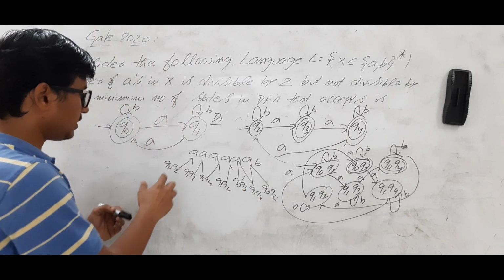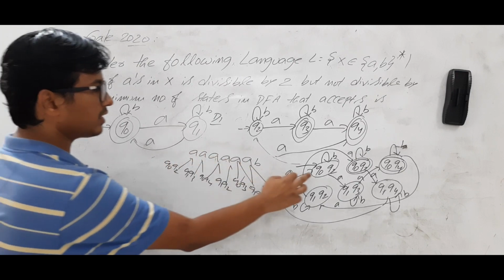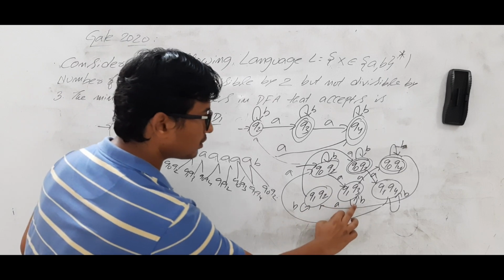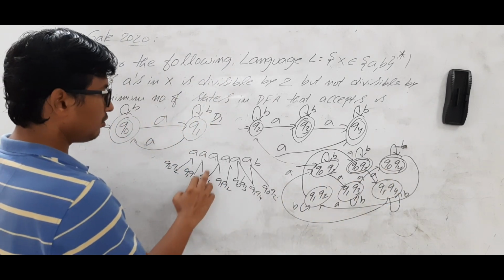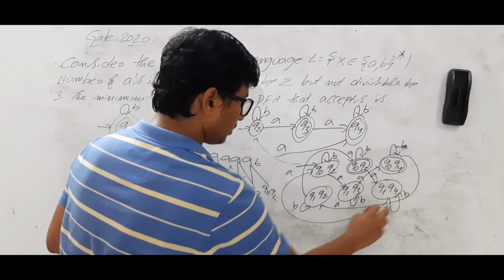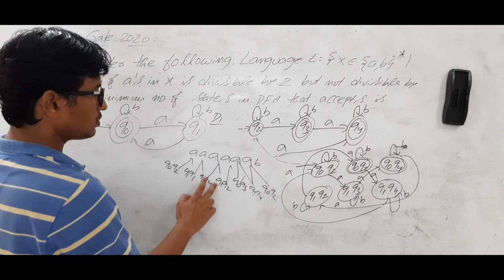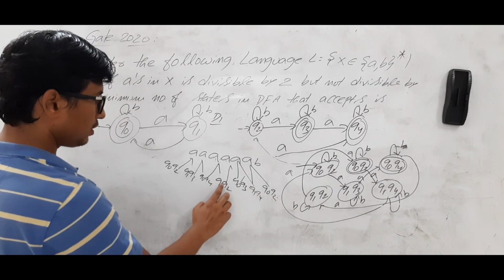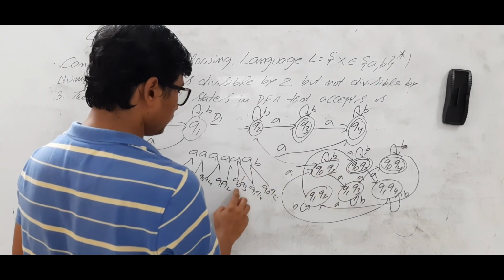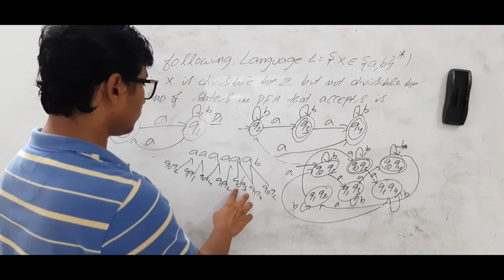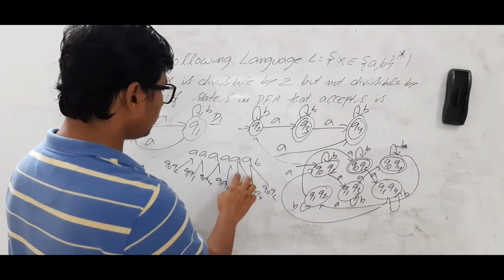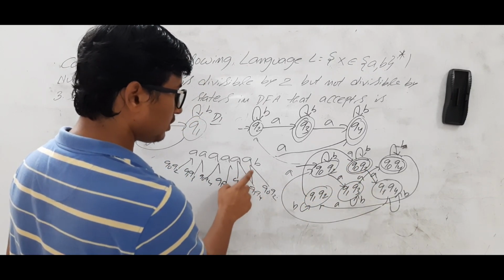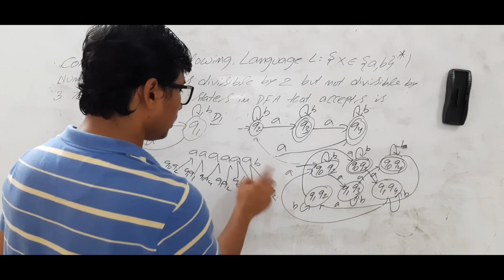Let me discuss again. From the initial state, on taking the first A, you reach Q1, Q3. Q1, Q3 on A goes to Q0, Q4. On the third A, Q0, Q4 reaches Q1, Q2. After traversing 3 A's you reached Q1, Q2. Q1, Q2 on A reaches Q0, Q3. 4 A's are gone. Now the fifth A, Q0, Q3 reaches Q1, Q4. Now the sixth A, Q1, Q4 goes to Q0, Q2.